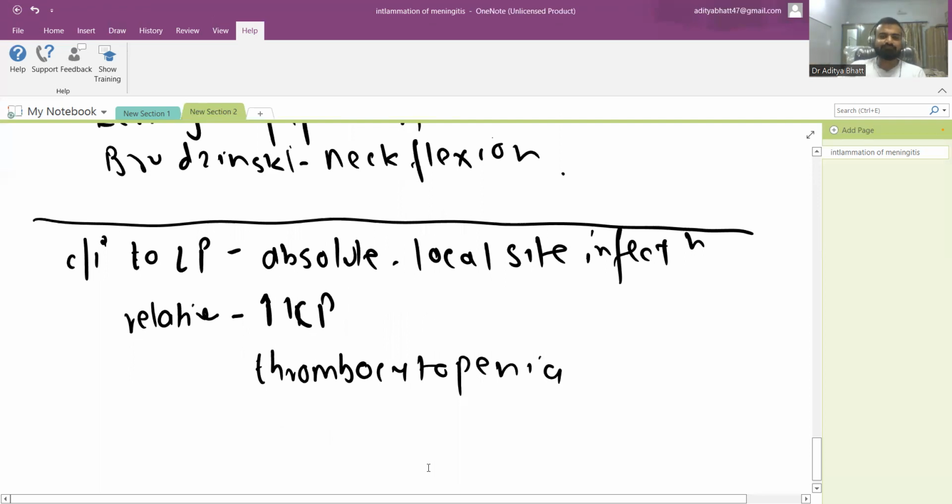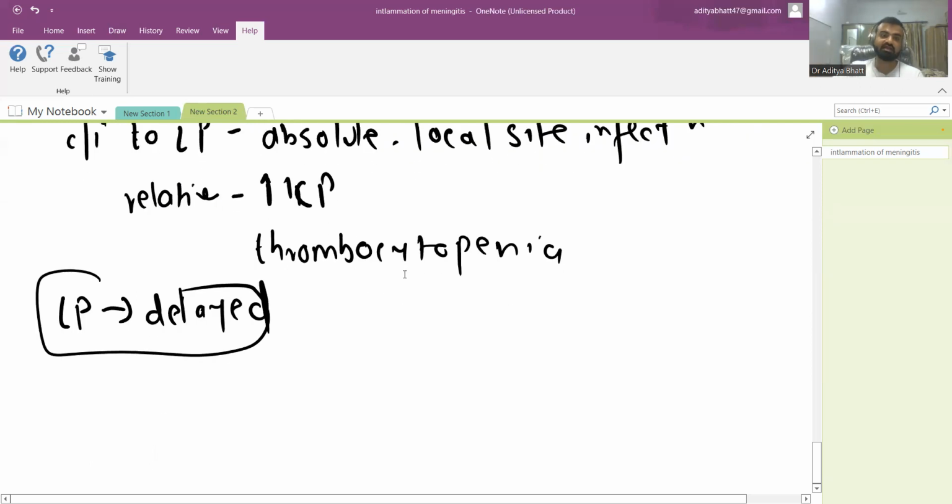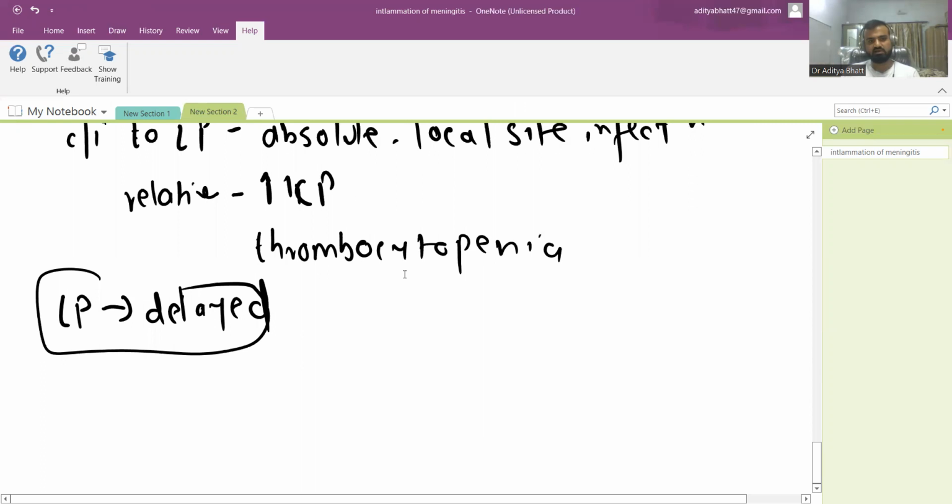Now, if lumbar puncture is delayed, do not delay the antibiotic therapy. That you have to remember. You have to begin the antibiotic therapy as soon as possible. You do not have to keep the antibiotics waiting while you wait for lumbar puncture.